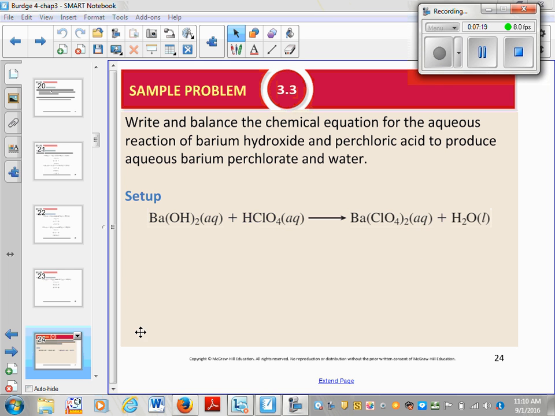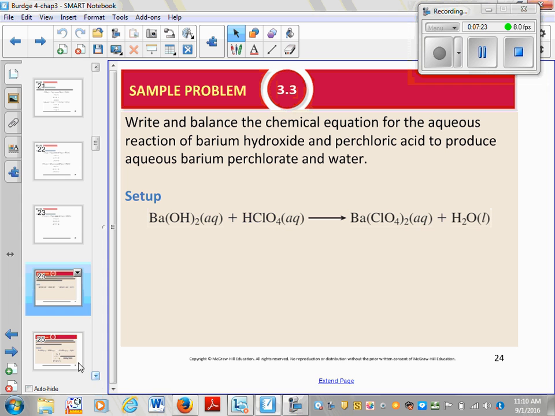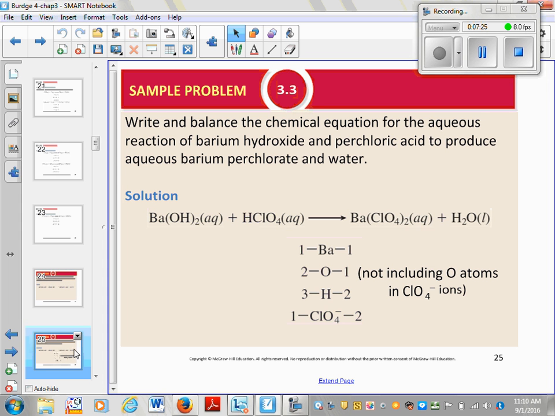And I can't get the thing to advance. So you see, there's not counting the ClO4 oxygen. They're separate.